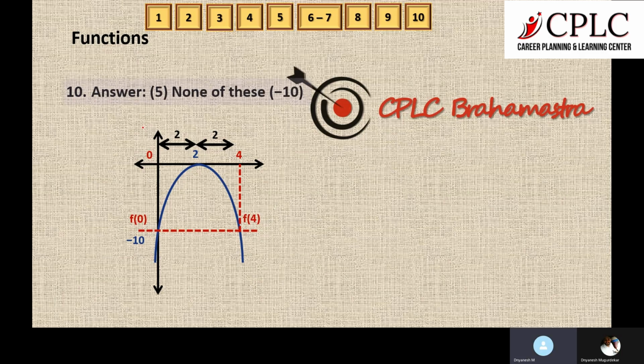So this is the way to solve this question very easily with the help of the graph. So with some bit of technicalities, if you are aware of the graph, things are going to be very easy for you. With this, we are done with functions.